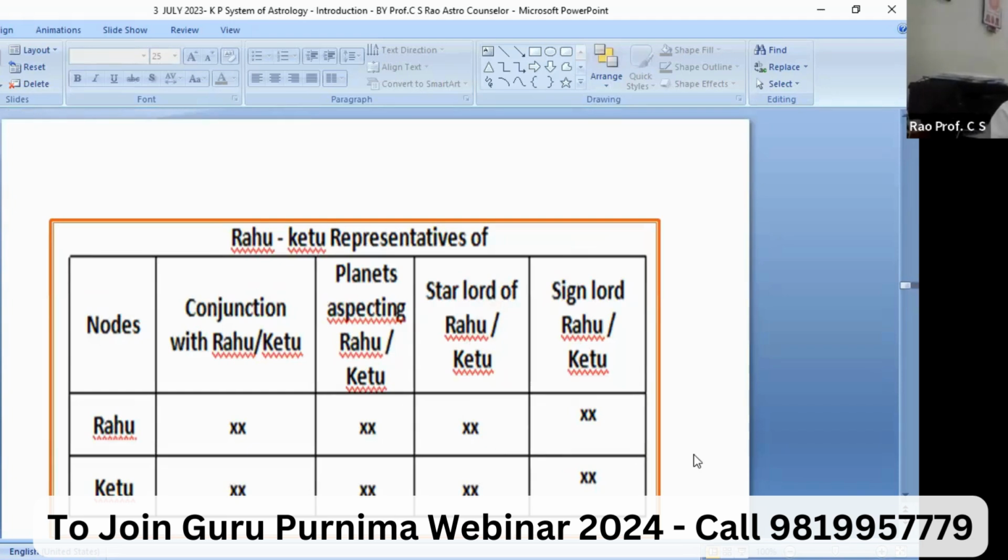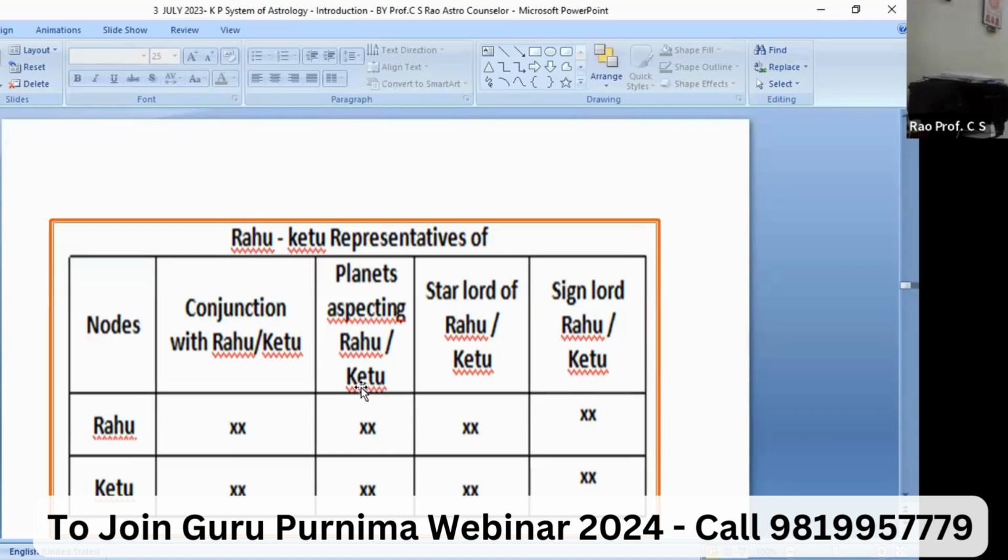We see Rahu and Ketu are the nodes here, and conjunction with Rahu and Ketu. What are the planets conjuncted with Rahu and Ketu? We have to mark here. And Ketu, what are the conjunctions? This is the same, I already discussed. I put it in tabular form. So here, planets aspecting Rahu Ketu. Remember that Rahu Ketu aspects we are not considering here. That theory is not here. In most of the traditional cases also, Rahu Ketu aspects are not considered. Only in very few cases, that is a different aspect, that is a different thing.